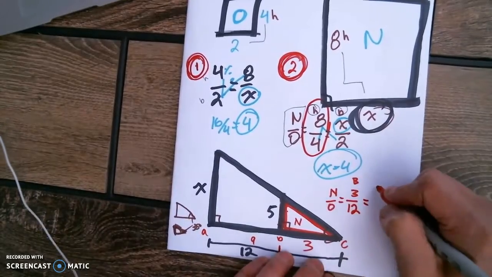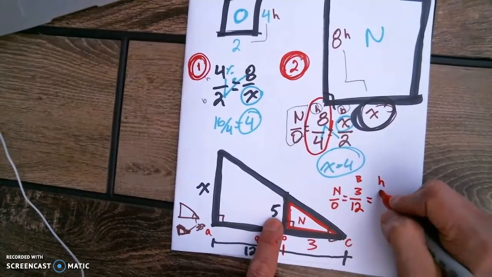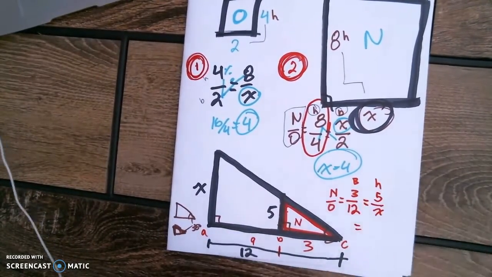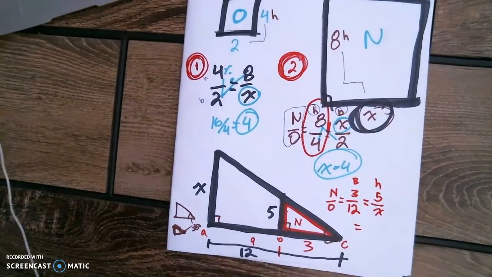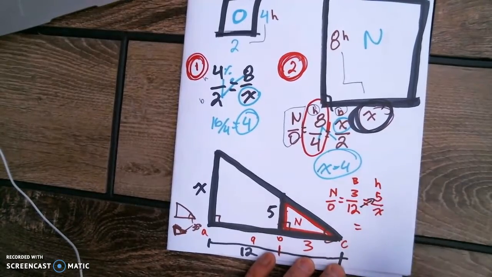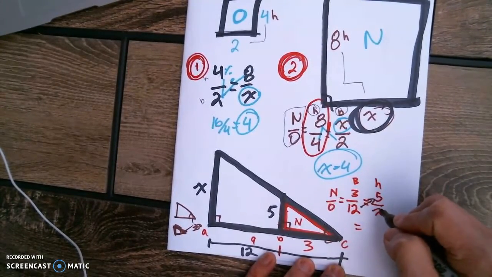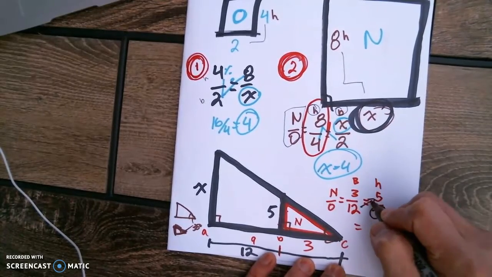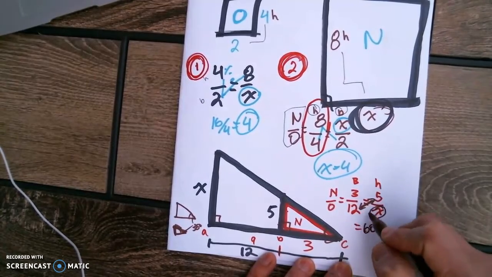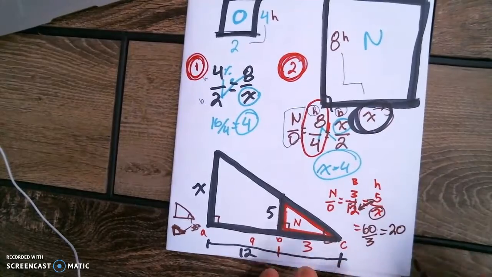This is equal to the height, my unknown. Well, which is the height of my new triangle? It's 5. I don't know the height of my original. So what do I do? Say it out loud. Cross multiply, divide. Yes, cross multiply. So I'm going to go 5 times 12, which is 60. Then I'm going to always divide by the third number. So this is going to equal 20.